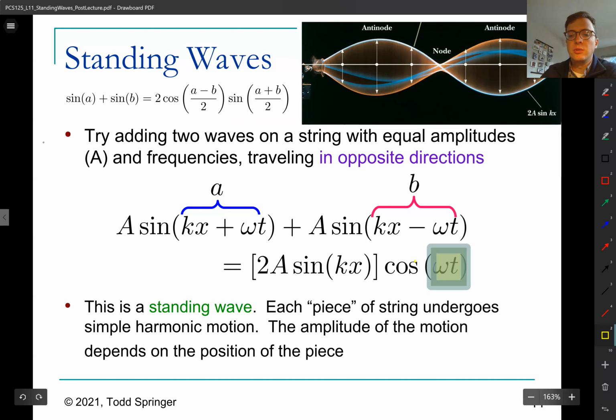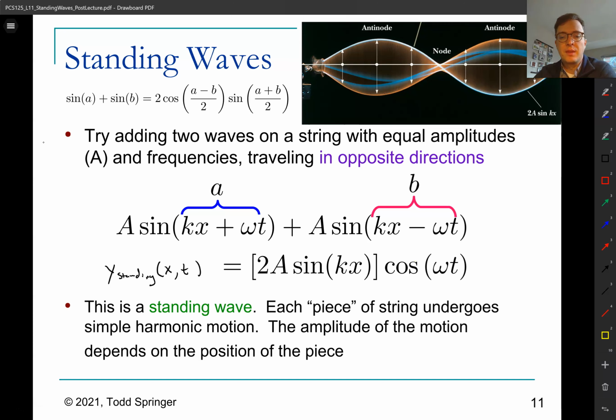So when I use that formula, I get this equation down at the bottom. This is my equation for the standing wave. Let me call it y standing as a function of x and t. That's what I get if I add two traveling waves together, moving in opposite directions.